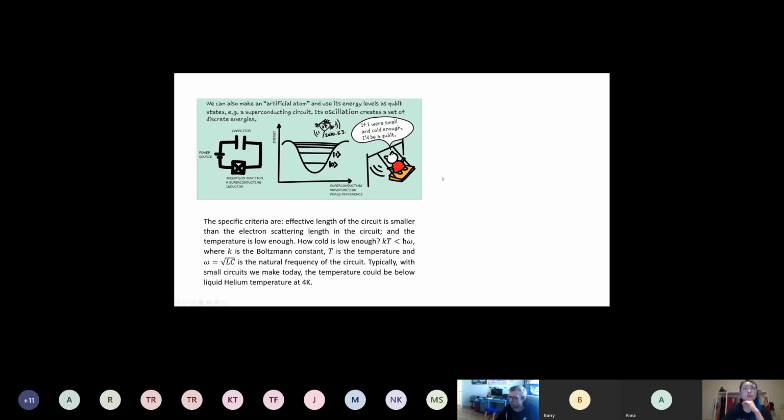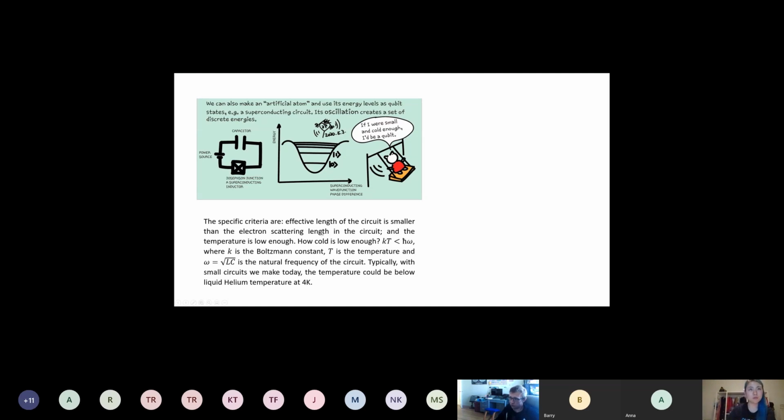And I want to point to this here that showed a swing, and is saying that if we were small and cold enough, then we could be qubits. And what does that mean? Because I showed earlier the LC circuits, we could have a classical case and we could have a quantum case. At what criteria can an LC circuit change from classical to quantum? There are a few things we need to do.